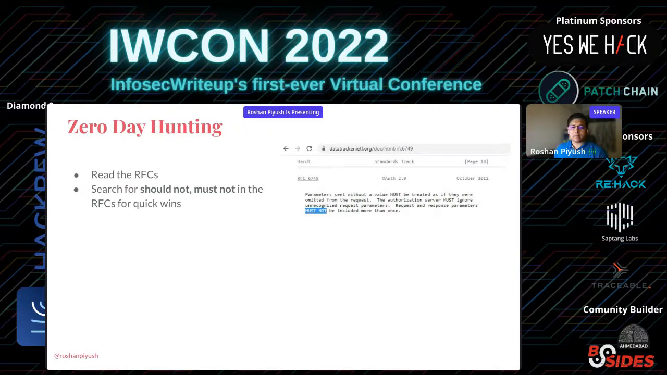If you see, for example, parameters sent without a value must be treated as if they were omitted from the request. The authorization server must ignore unrecognized request parameters. Request and response parameters must not be included more than once. Now, all of this can be done. Since they said must not be done or must be done, you should understand that many times the frameworks or applications are not developed very compliant with the RFC. So there are bugs, and this is where you find the bugs, in the differences in implementations.